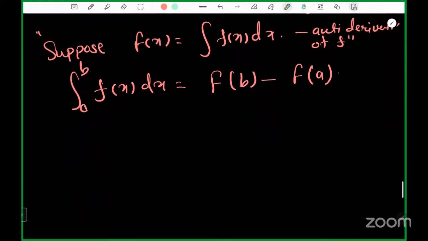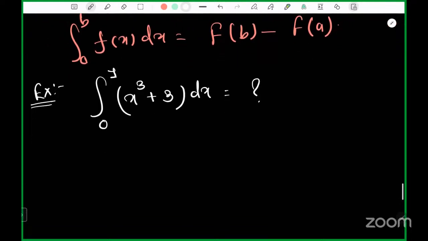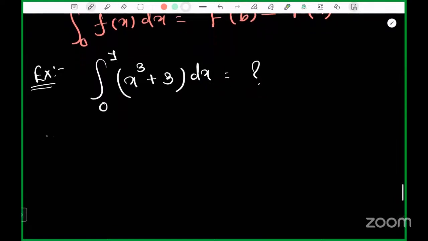So let me take one very simple example. Suppose, what is the value of integration 0 to 1 x cube plus 3 dx? So what is this value? If you want to compute it by the Riemann sum and all those things, you have to do a lot of work. But what you can do is take one antiderivative of this function.